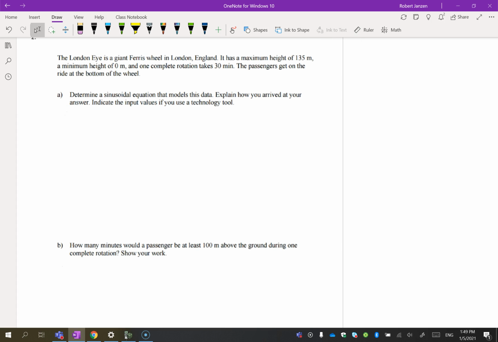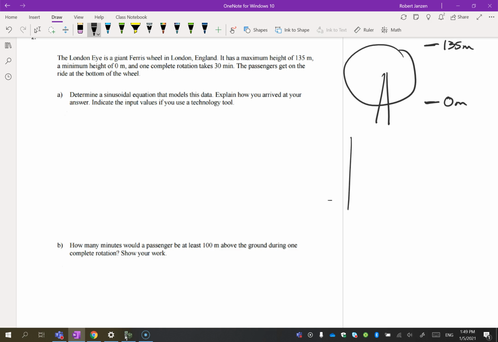Another question, very similar question. London Eye is a giant Ferris wheel in London, England. It has a maximum height, so let's just draw a picture of a Ferris wheel here. Okay, it says maximum height is 135 meters. The minimum height goes down to 0 meters, so it's actually at ground level. And one complete rotation takes 30 minutes.